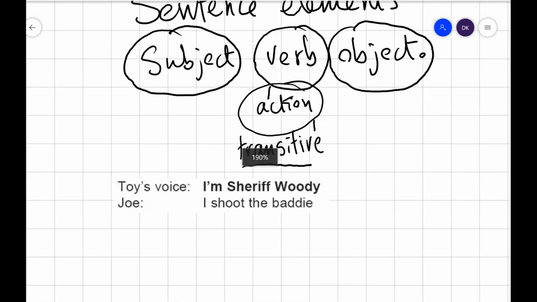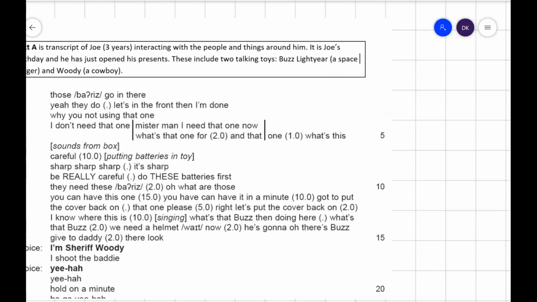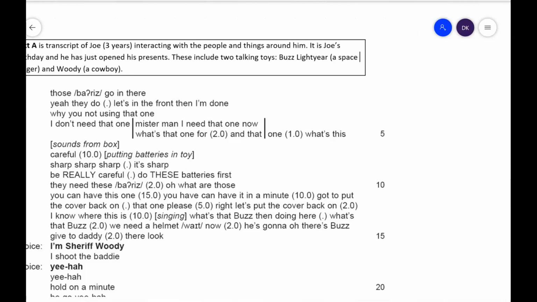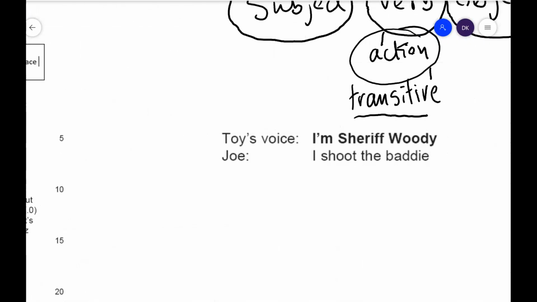So, looking briefly then at this little fragment. This is taken from this transcript here, where Joe has been given a toy Sheriff Woody from Toy Story. In this particular instance, the toy is talking to Joe and says, "I'm Sheriff Woody." At which point Joe replies, partly to the toy, partly to himself maybe, "I shoot the baddie." How does the subject-verb-object break down here? Well, you've got I. Got to be the subject, hasn't it? Shoot. Got to be the verb. And you have to say, well, what is he shooting? Well, he's shooting the poor old baddie.